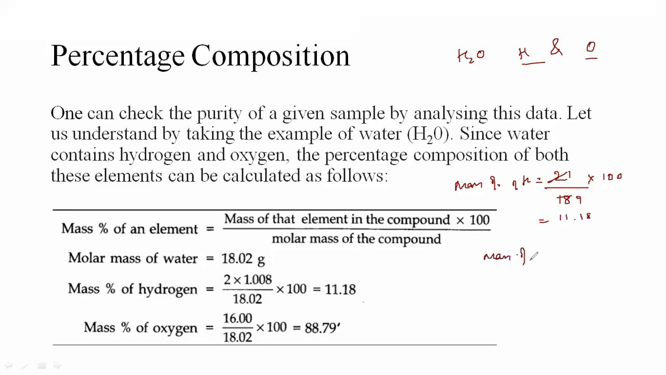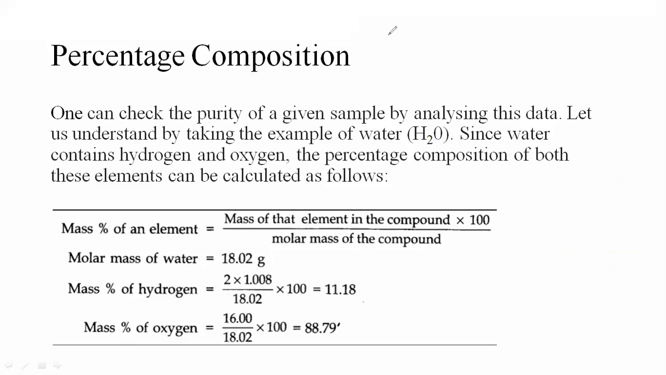Similarly, the mass percent of oxygen. How many grams of oxygen? 16 divided by 18 into 100. That comes out to be 88.89. So this is how we calculate the percentage composition. You can calculate it for any compound.